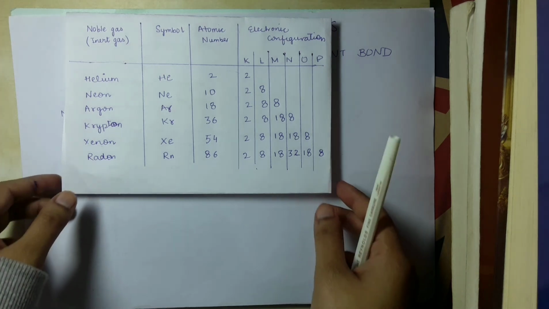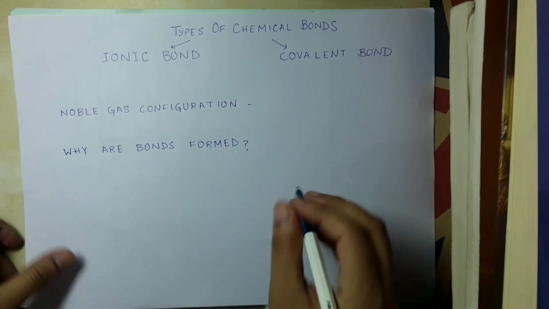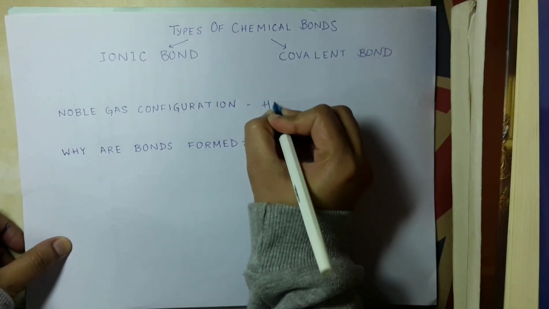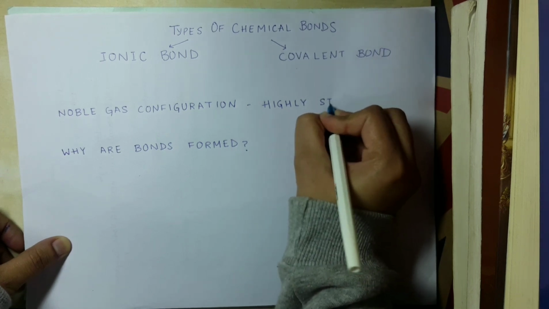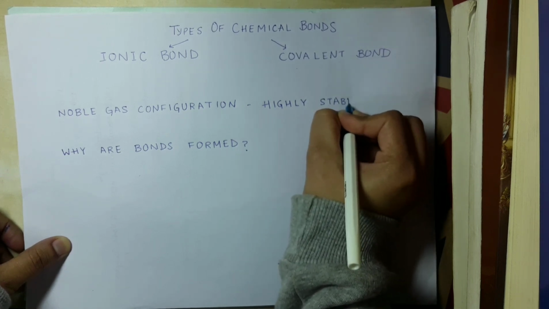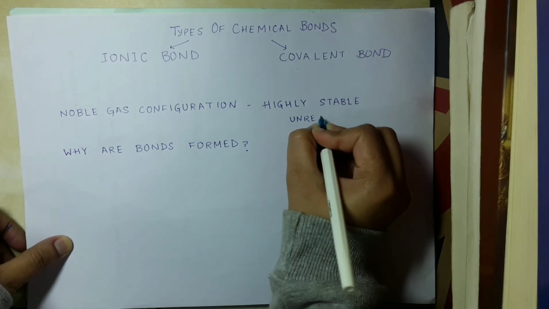So the main thing is that all the noble gases, also known as the inert gases, are highly stable. So what does it mean, highly stable? It means that they're unreactive, they do not react easily.